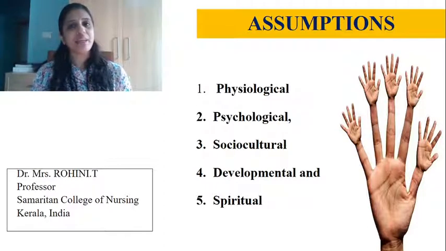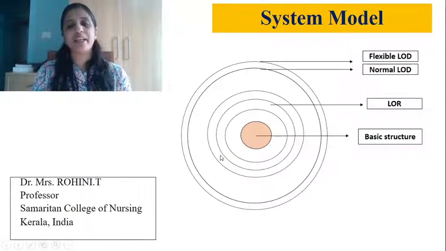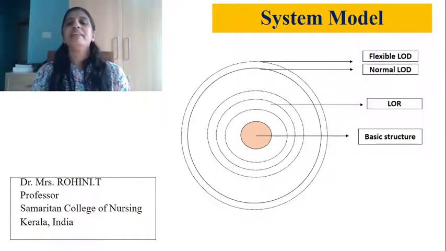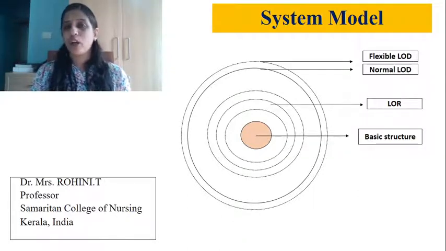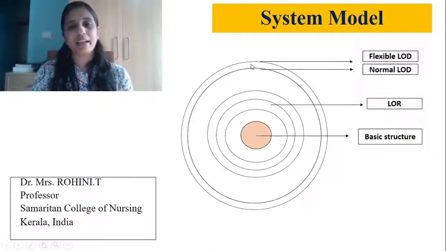So I am just telling you that this interrelationship of these variables will determine the strength of the flexible line of defense. I hope you have understood the second assumption. The second assumption is very simple. It tells that many stressors are there. Some are known, some are unknown, some are universal stressors. Whatever stressors may be there in the environment, the relationship of the 5 variables, the physiological, psychological, socio-cultural, developmental and spiritual variable, that relationship will determine the strength of the flexible line of defense.